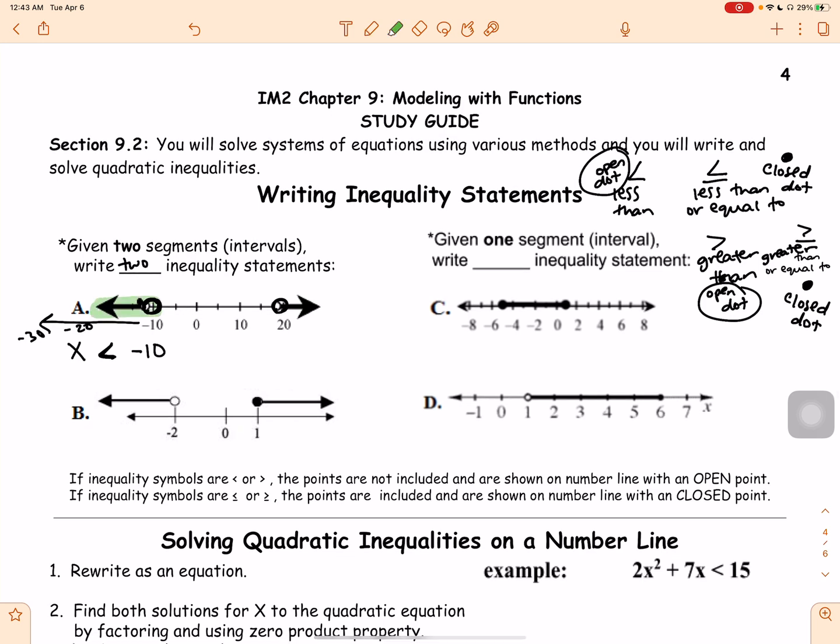All right, so this area here, that arrow with the open dot, represents this inequality: x is less than -10. So now, knowing that, I want you to try to write this one here on your own. Give it a shot.